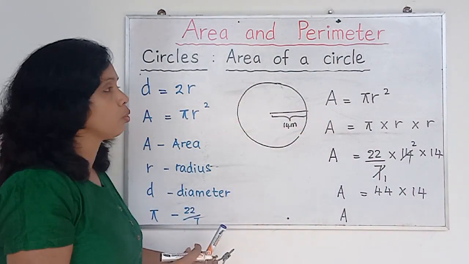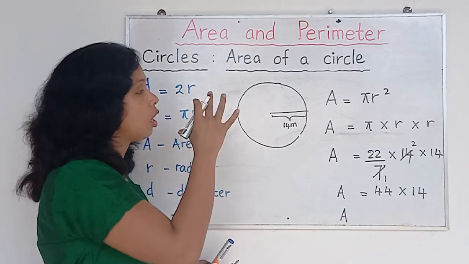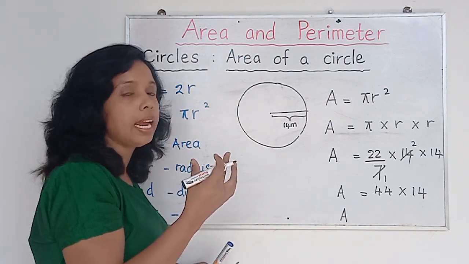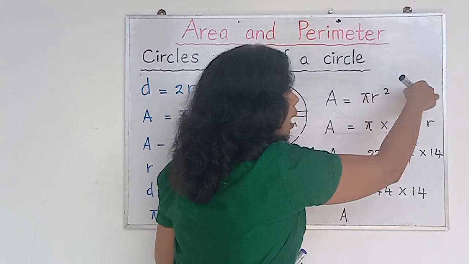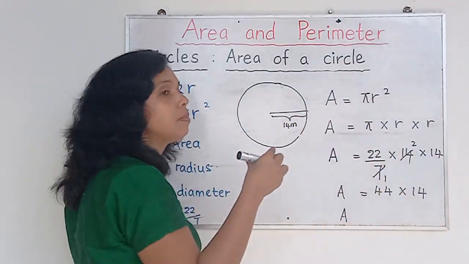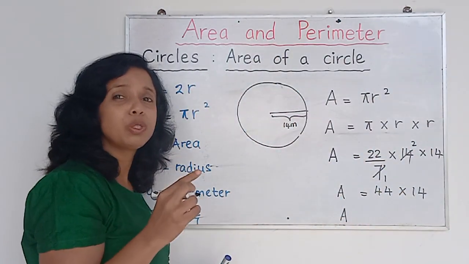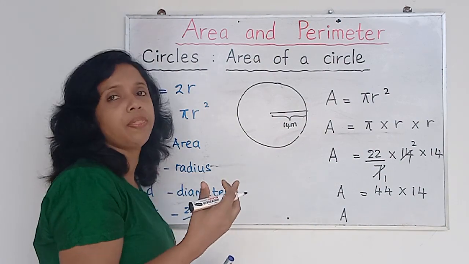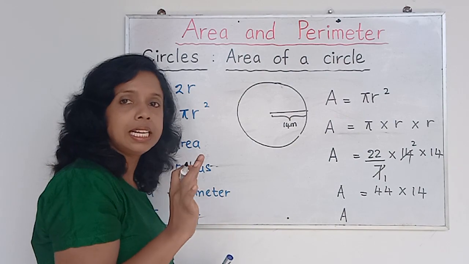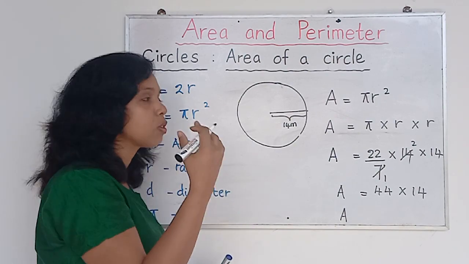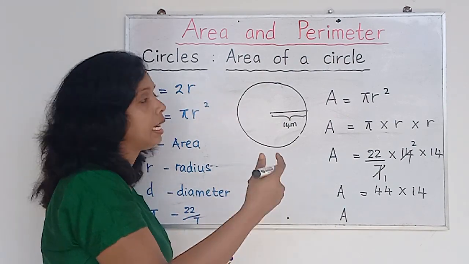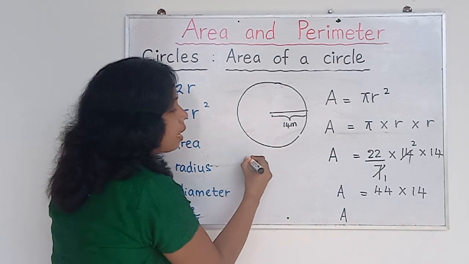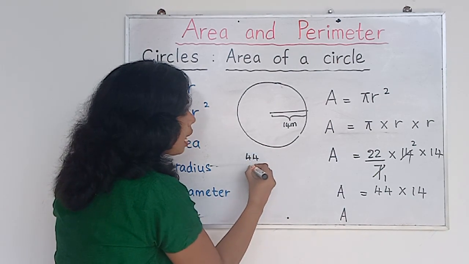So what you want to do in your paper when you are doing these types of sums, right? It's better to have a working column separately. You want to do all your workings there. You don't want to do your workings here and there. It is not a neat method. What you want to do is use a working column separately. In that working column, you can multiply 44 times 14.